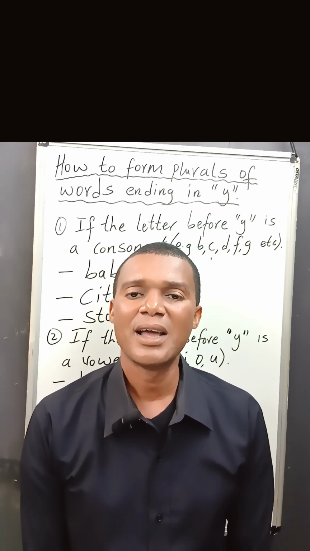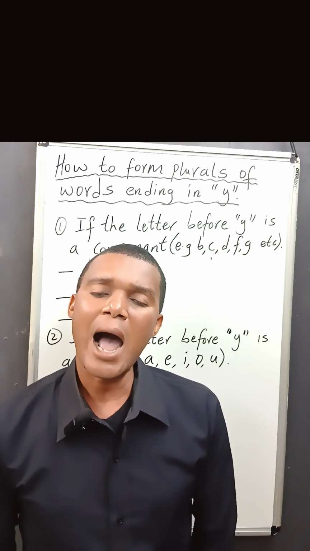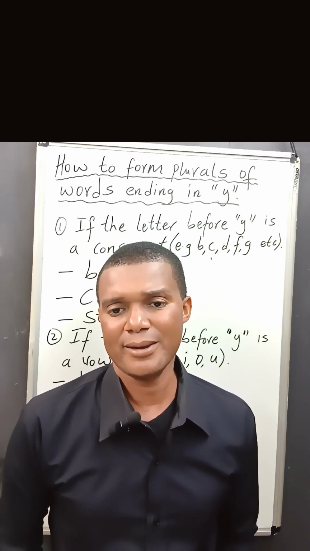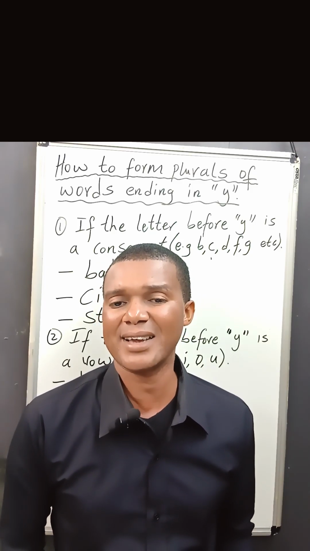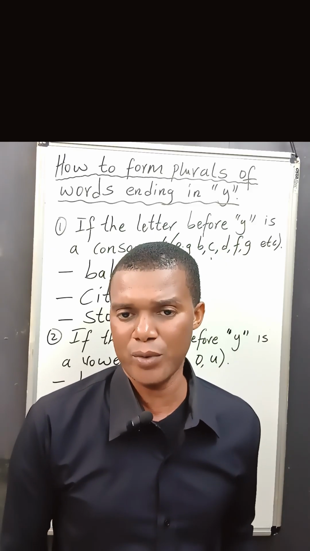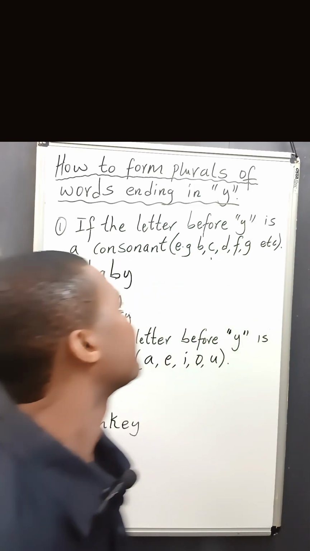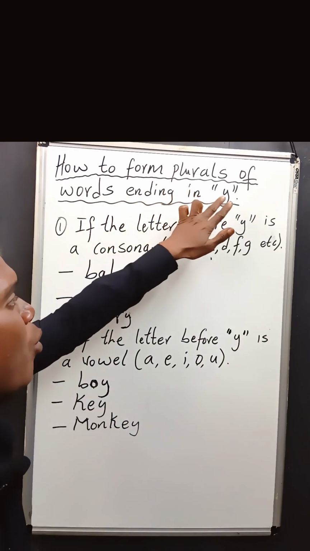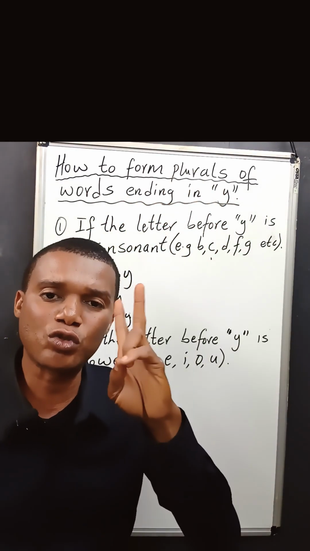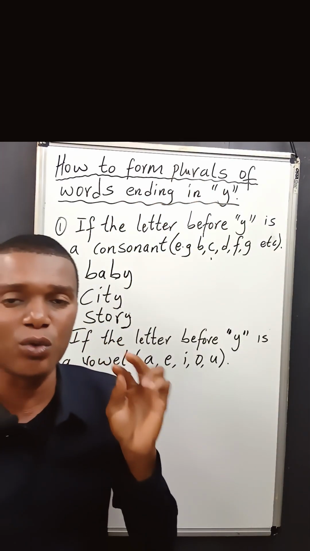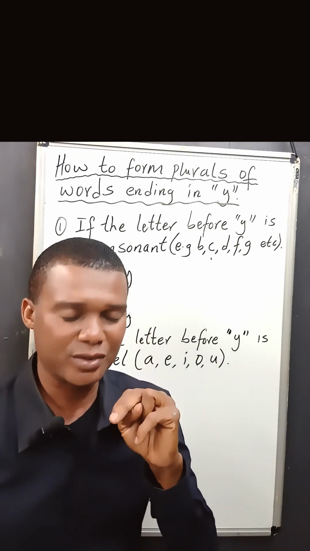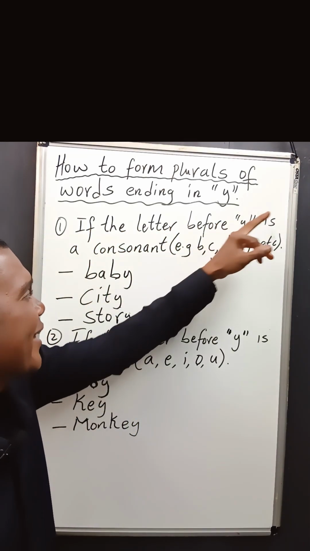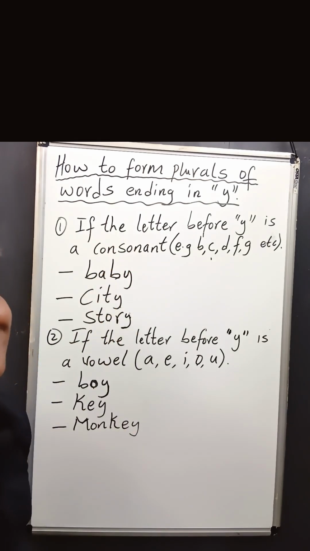For today's class, let's take a look at how to form the plural of words that end in Y. Now, there are two main rules here that you need to take into consideration. The first rule reads: if the letter before Y is a consonant.